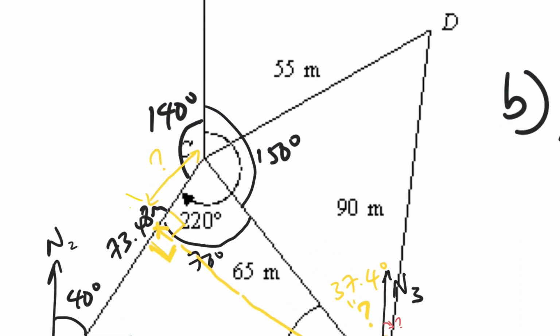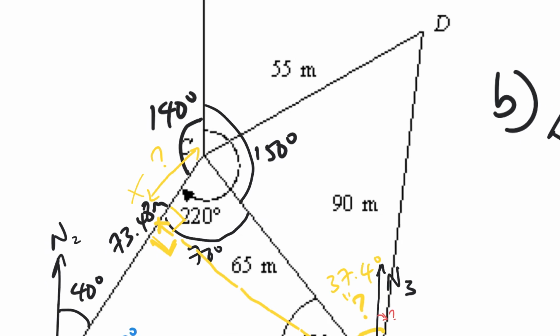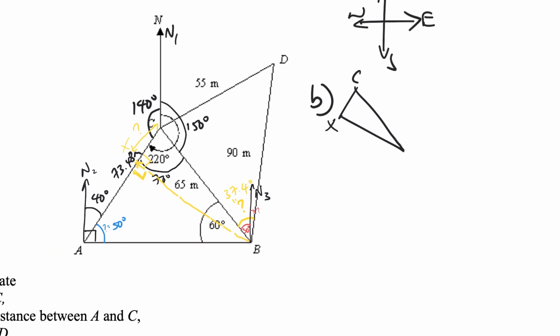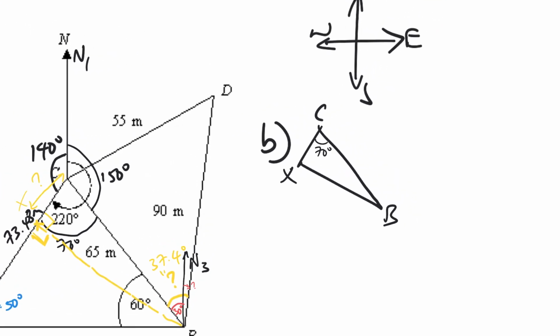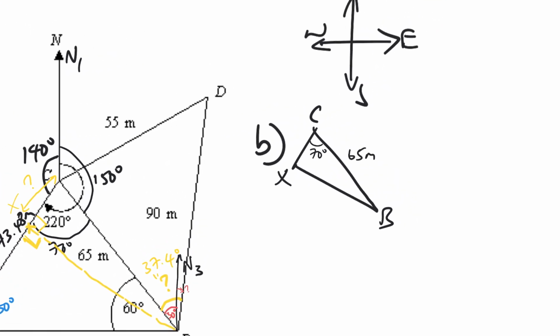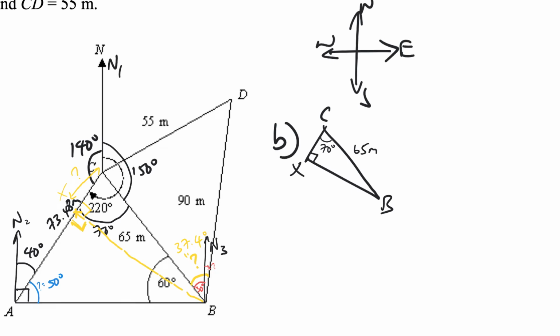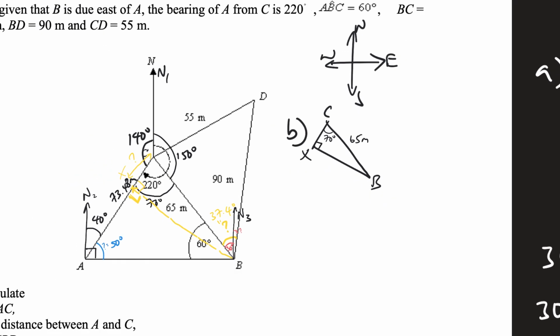Let's call this X. Alright, this point is X. So C, and this is X, and this is B. And we know already that we solved this is 70. Right? And we know that this is 65. And we know this is 90 degrees. So really, whenever you see a right angle triangle, think if you can use the sine, cosine, tangent, the SOH CAH TOA. Yeah. And we're looking for this.